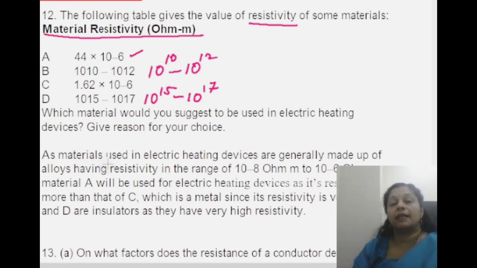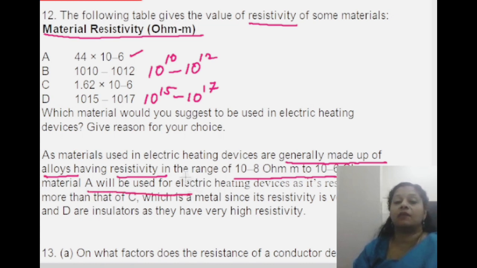Give reason. Materials used in electric heating devices are generally made up of alloys, because they have high resistivity in the range of 10 to the power of minus 8 to 10 to the power of minus 6 ohm meter. Material A will be used, this is in that range, right? Here it is coming in that range. A and C both have 10 to the power of minus 6, but A has the highest value. So for heating devices, its resistivity is very high compared to C, which is a metal. B and D are insulators because their resistivity is very, very high.